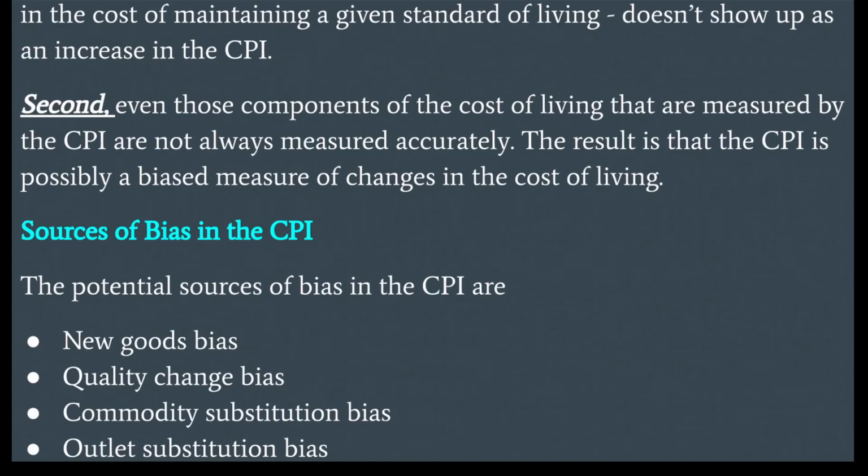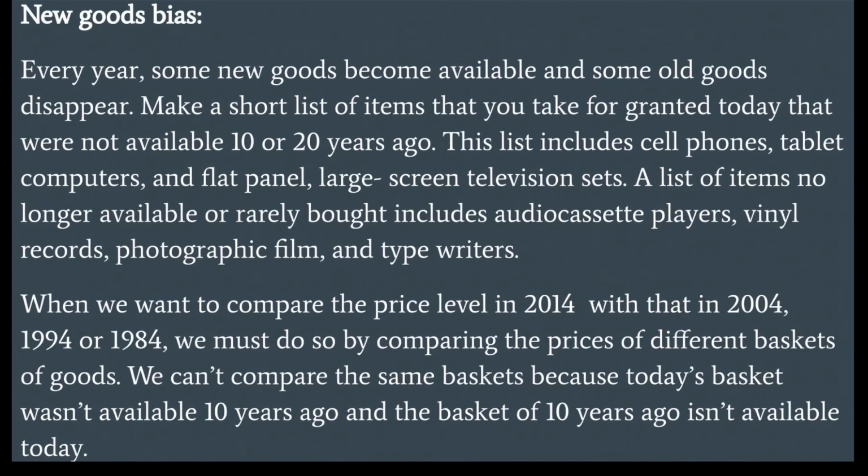Second, even those components of the cost of living that are measured by the CPI are not always measured accurately. The result is that the CPI is possibly a biased measure of changes in the cost of living. Sources of bias in the CPI. The potential sources of bias in the CPI are new goods bias, quality change bias, commodity substitution bias, and outlet substitution bias.